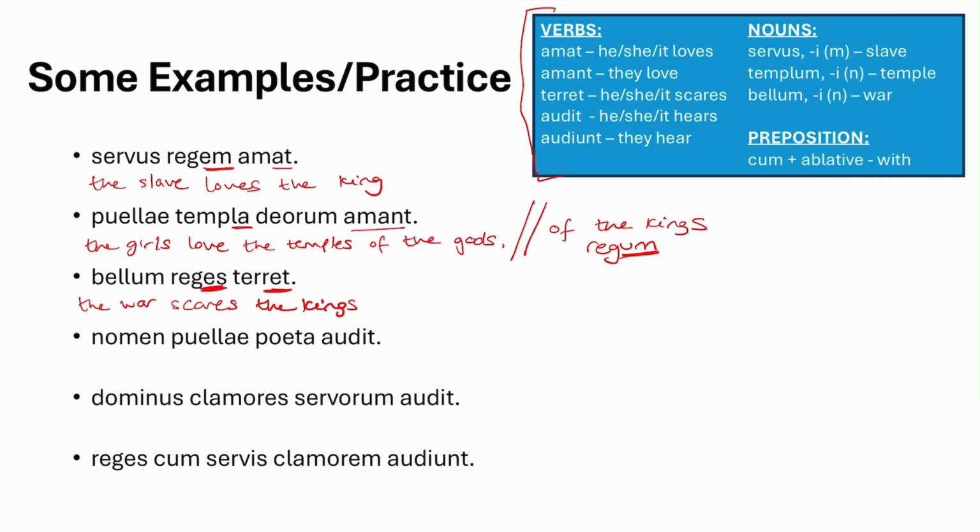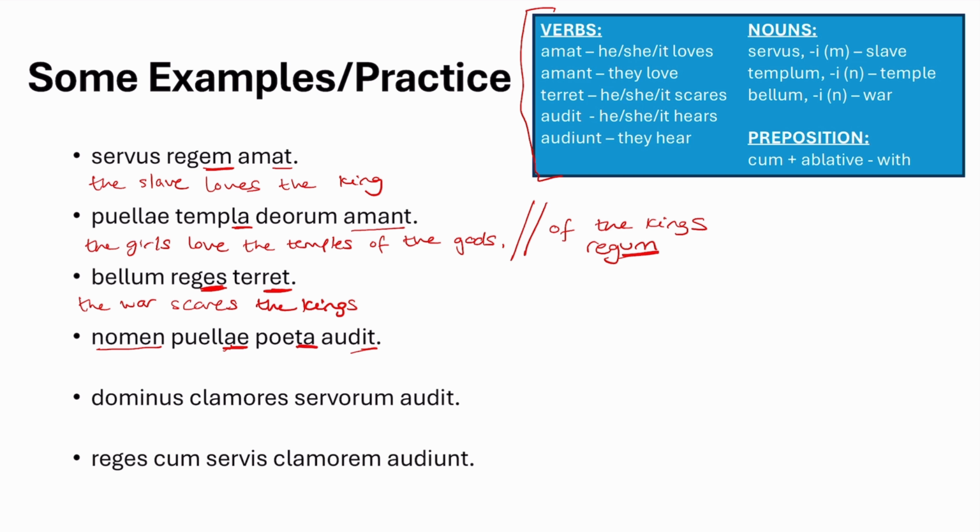Okay, so nomen here, neuter. Could be nominative, could be accusative. Let's look what else we have in the sentence. Puellae could be nominative plural, could be genitive. Is our verb singular or plural? It's singular. Audit, he, she, or it, hears. So puellae is not going to be nominative. So it'll probably be genitive, of the girl.